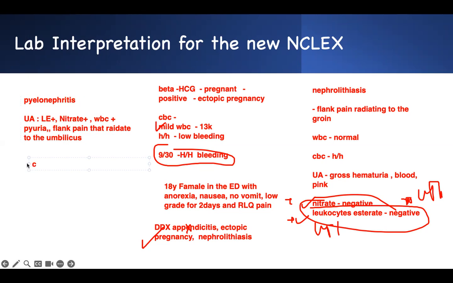Okay, when you get a CBC, you should expect the white count to go high, like 14,000. The rest, their H&H should be normal because there's no stone. This is infection, no bleeding. They may have blood in their urine because of the bacterial infection, but their H&H is not going to drop.